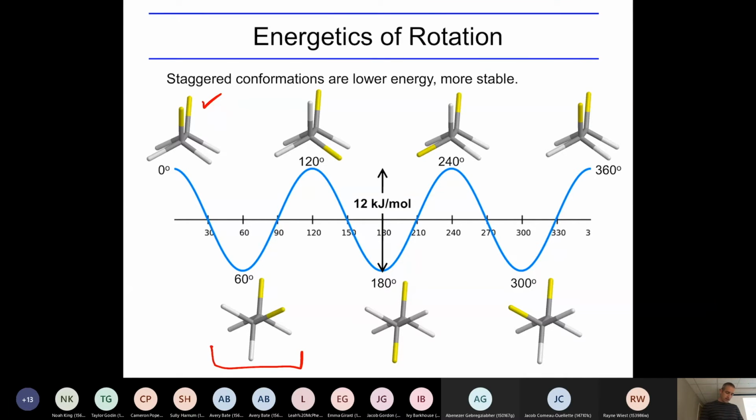And then if you rotate another 60 degrees, you come to this one. Another 60 degrees, you come to this one. And you keep rotating alternately back and forth between staggered and eclipsed conformations. What we know is that there's an energy difference in the molecule when you rotate it around and go between these high points and low points.